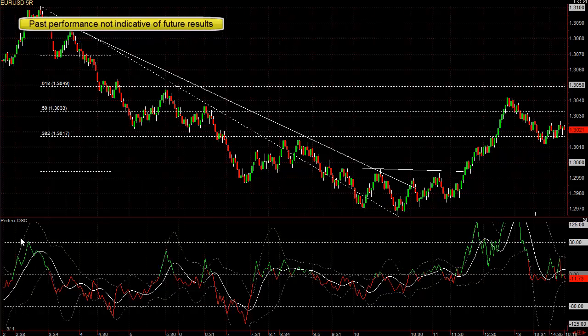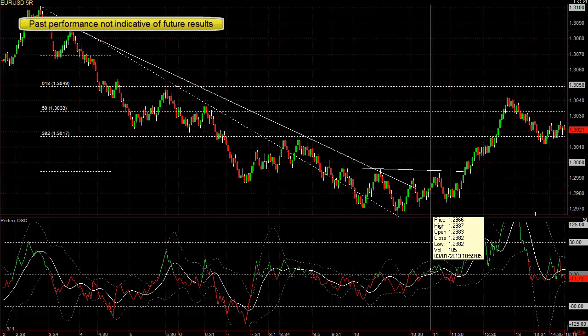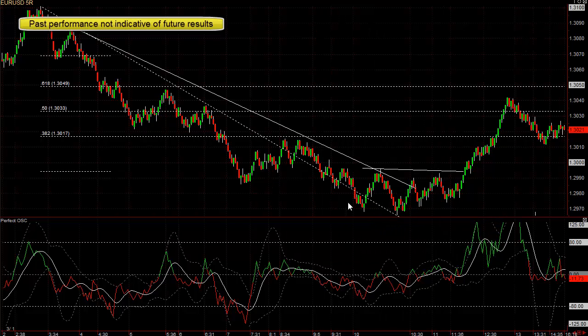Another way of trading using the perfect oscillator is when the moving average of the oscillator is above the zero line, you're basically looking for buys. And when the moving average is underneath the zero line, you can see from pretty much here all the way until here, you're focusing on sells.